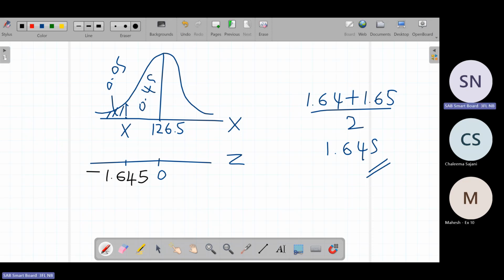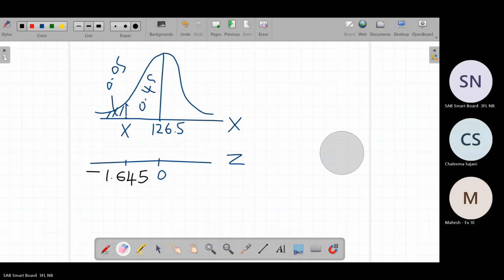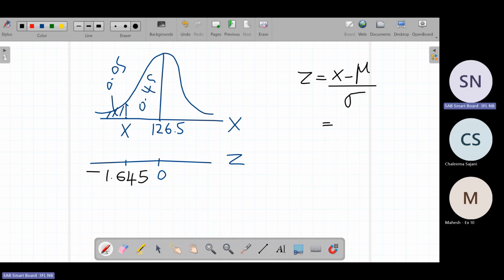Then you can calculate the X value. How do we convert this Z value to X? Using the Z formula. Here, you know the Z value. The Z value is minus 1.645. Okay. The X value we do not know.